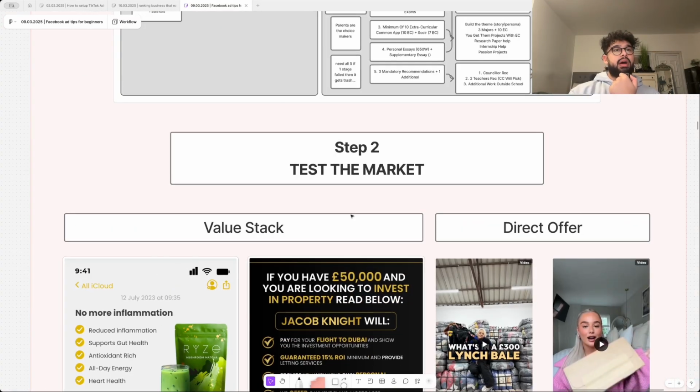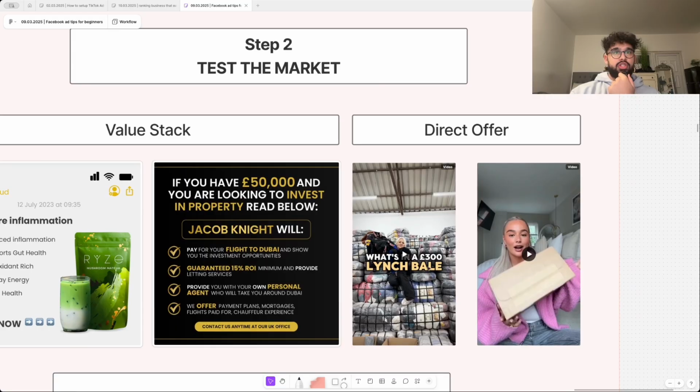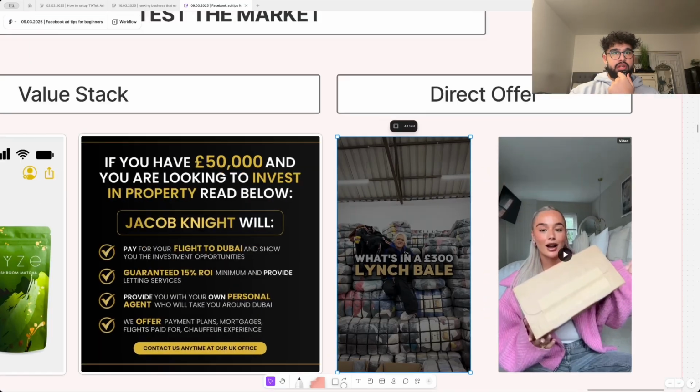Next, you want to test the market. So step 2, you want to test the market. Here are 2 ads I'd make as photos, 2 ads I'd make as videos. These are value stack ads, and this is the direct offer, which just literally talks about the product and the offer itself. So we can watch this video really quickly.